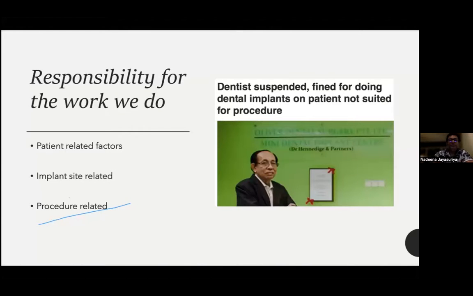So yes, this is an article where a dentist was suspended and fined for doing dental implants on patients not suited for the procedure. So I'm sure these things are not going to happen, but you'll have patients coming in and asking for their money back. So that's a common thing. So why waste your time doing implants if you don't plan properly and if it fails?